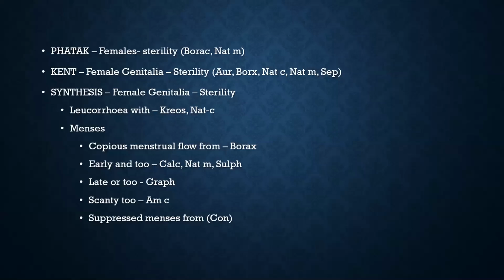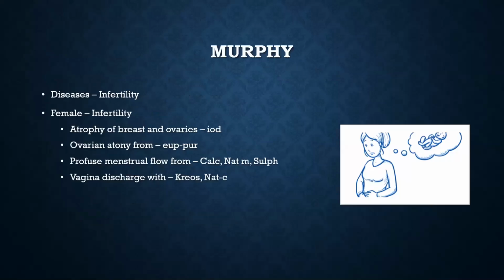Now, in case of Phatak and Kent and synthesis, we have it under the female genitalia. So female sterility, female genitalia sterility again, female genitalia sterility. In case of synthesis, we have sub rubrics also there. Sterility, leucorrhea with, or sterility, menses, copious menstrual flow from, or too early menstruation with sterility, or too late menstruation, or too scanty menstruation, or sterility from suppressed menstruation. So these are the sub rubrics under synthesis repertory.